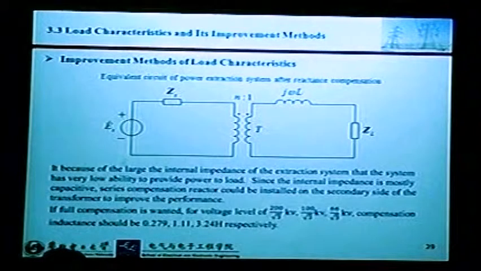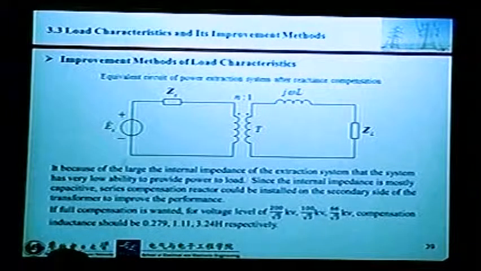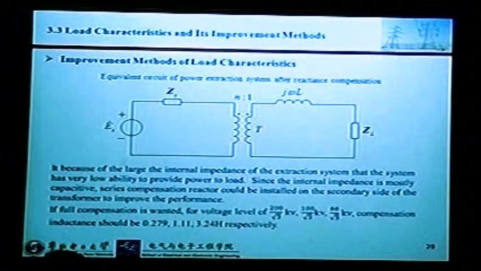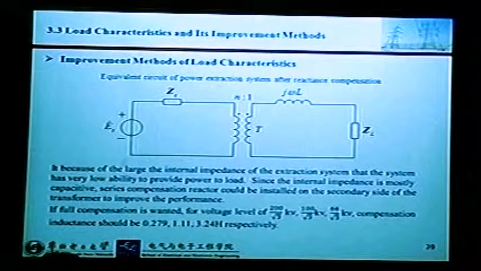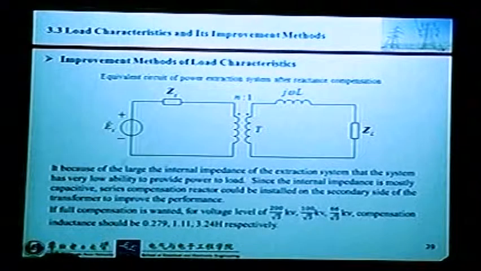Next is the improvement method of load characteristics. Because of the large internal impedance of the extraction system, the system has a very low ability to provide power to the load, since the internal impedance is mostly capacitive. A series compensation reactor could be installed on the secondary side of the transformer to improve the performance.